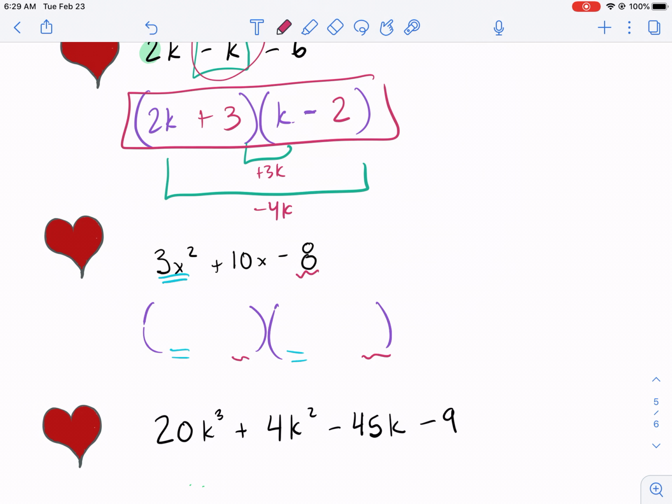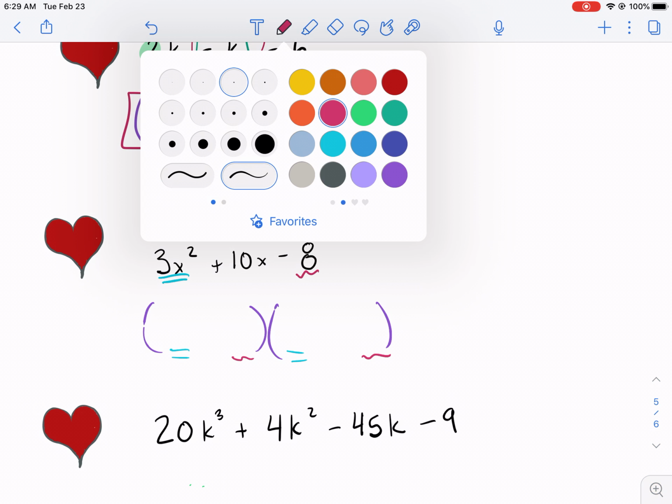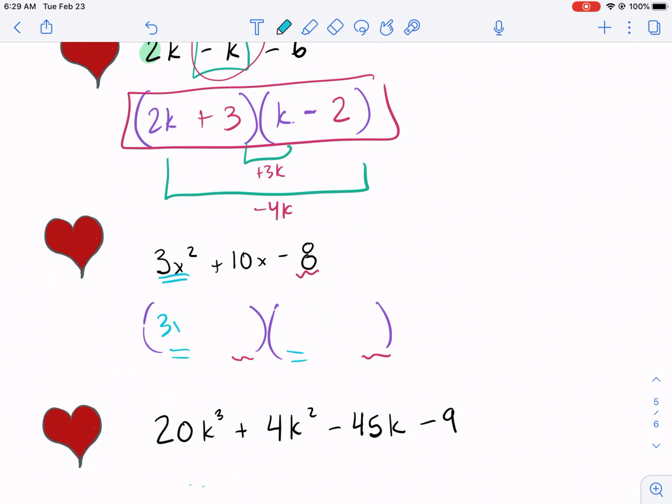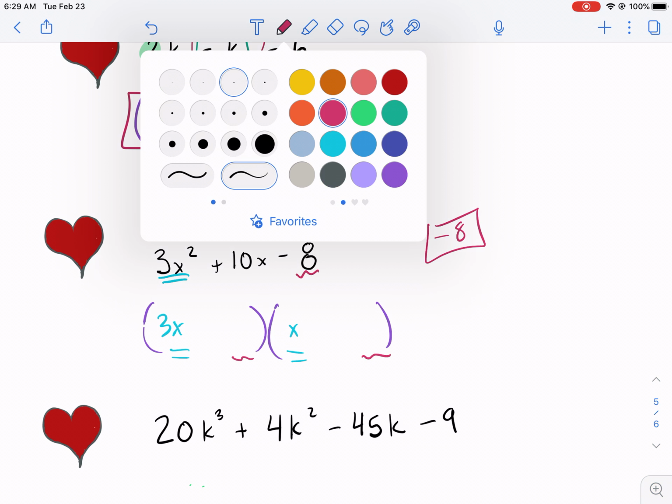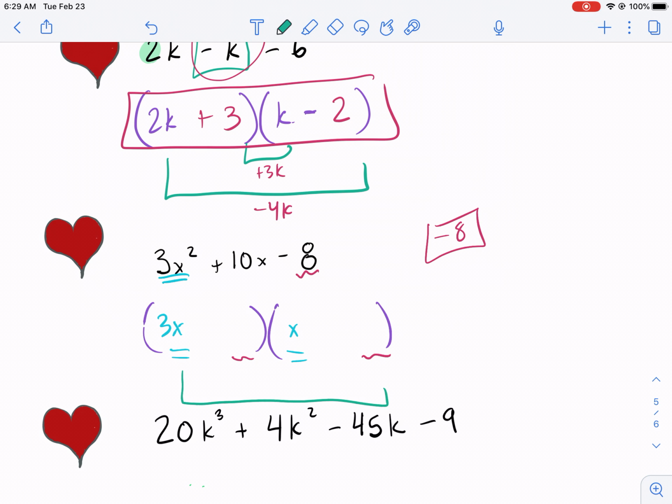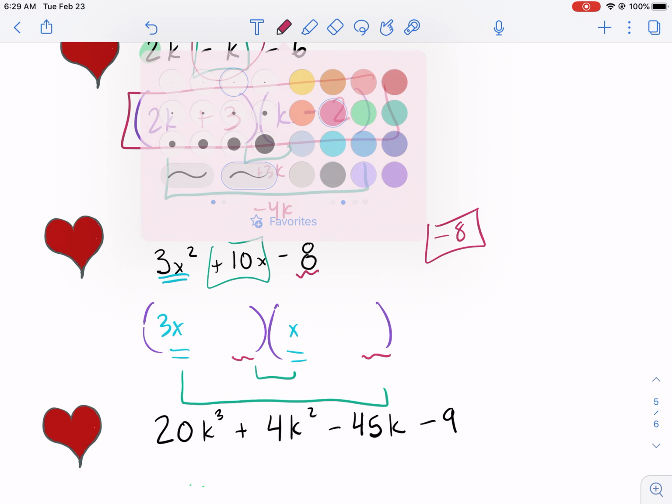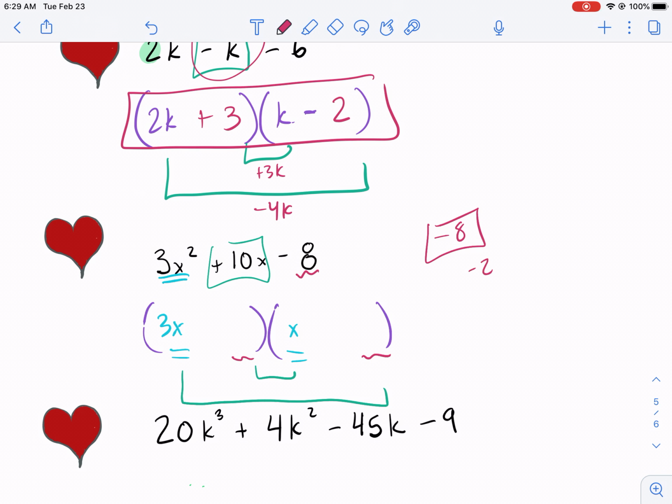I always start with my x, so I go 3k, or sorry, not 3k, 3x, oops, and this is going to be x. That will give me 3x squared. Now I need to think of my factors of negative 8. Okay, and I have a couple possibilities. It's a positive 10, so I know that these terms added together is going to give me a positive 10, but I need one of them to be negative. So I'm guessing it's a small negative. Let's make it negative 2 and 4.